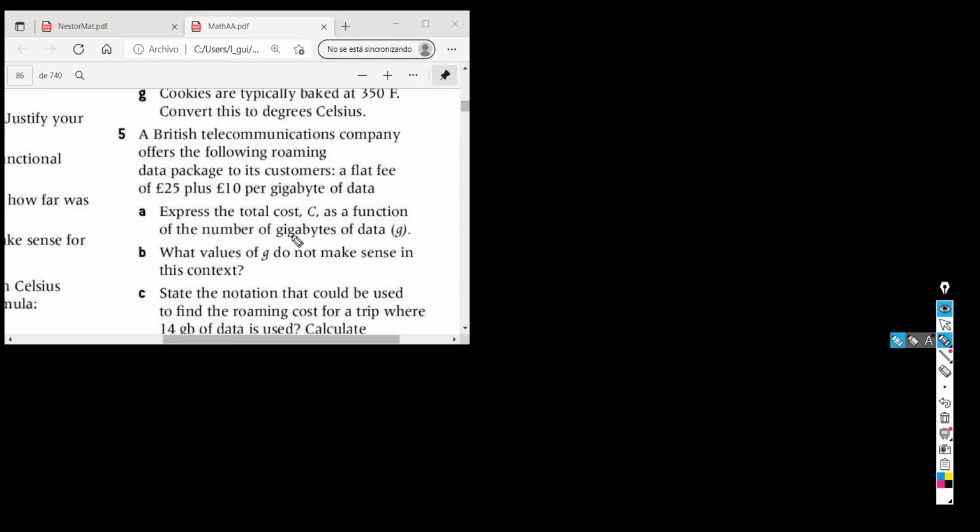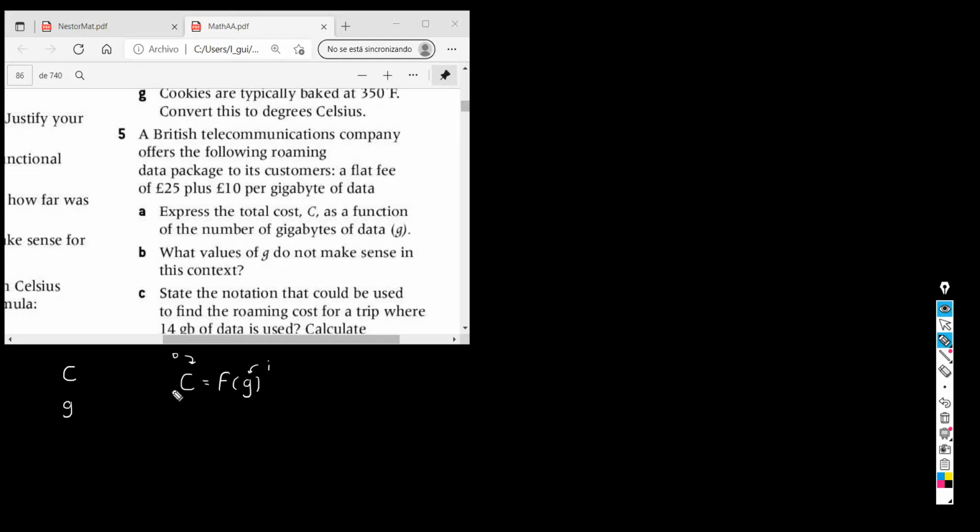Okay, so let's see. Express the total cost as a function of the number of gigabytes of data. So we have this variable cost, and the number of gigabytes of data used. This is a function of this. So you know already that we should have in the end something like this: this variable is equal to a function of this other variable. This is the input, this is the output. Okay, very good.